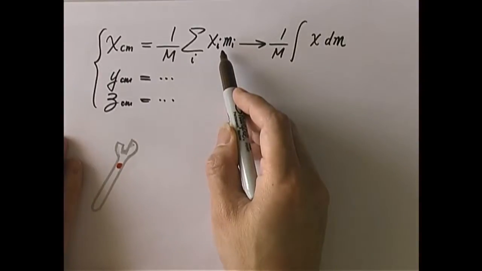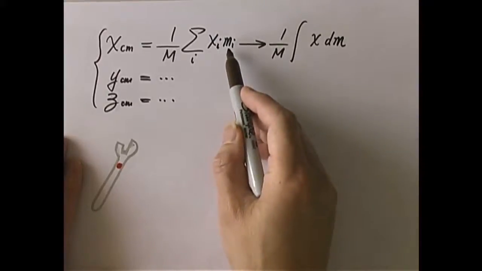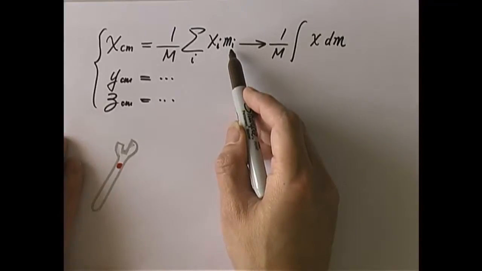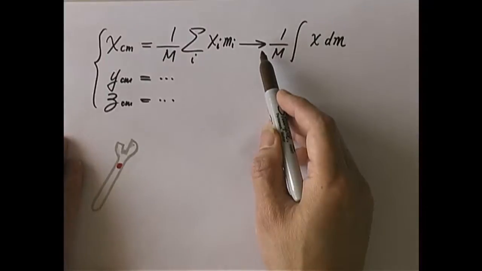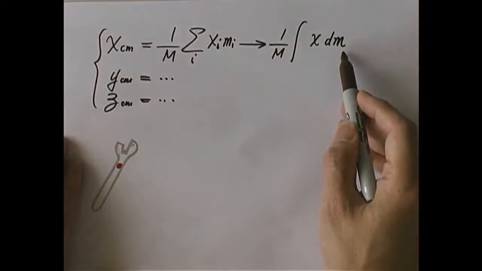I can have point masses 1, 2, 3, 4. I can count. What if the mass is uniformly or continuously distributed? Say a rod with uniform mass distribution. Well, then I have to sum over infinitesimally small pieces, right? And the summation over infinitesimally small segments naturally becomes an integral.